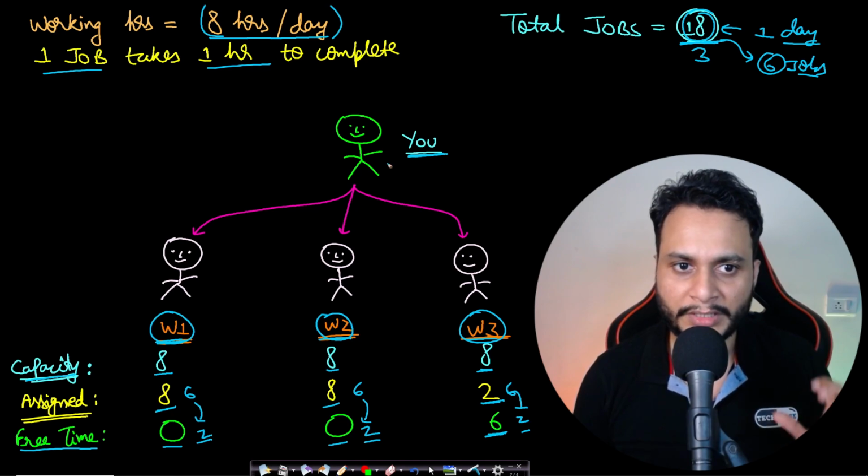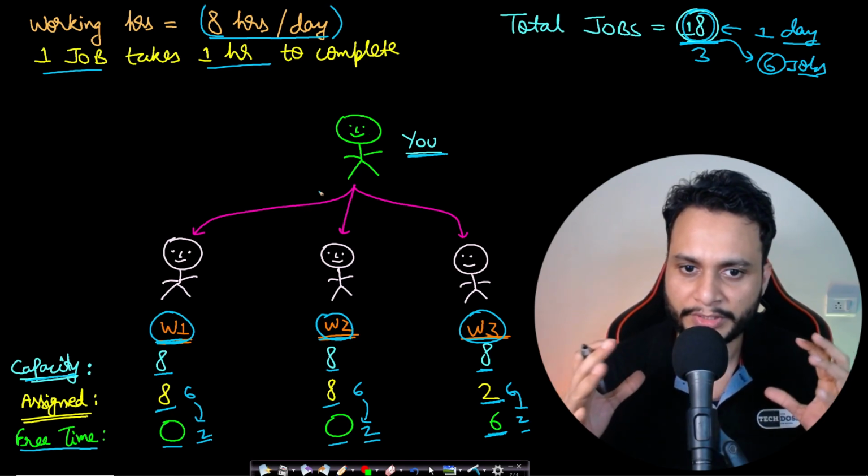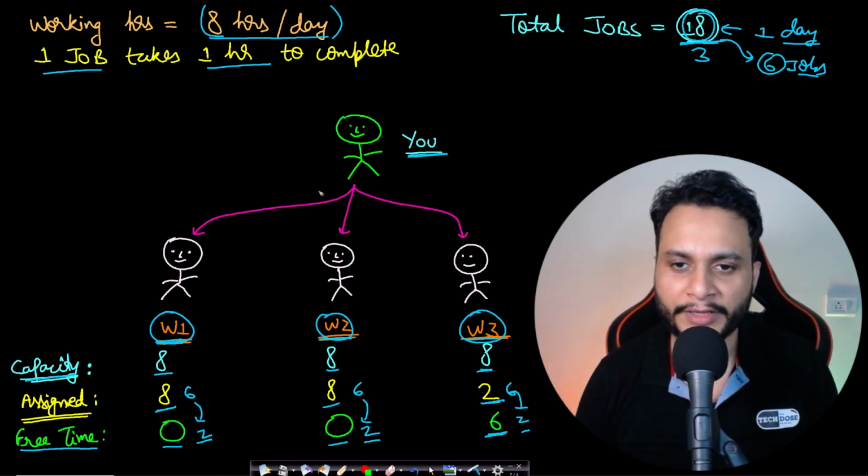Okay. So this is called balancing the load. When you assign the load equally to all the workers in such a way that you are doing a fair assignment and everyone is loaded very similarly, then you can say that you have balanced the load, you have balanced the job work.